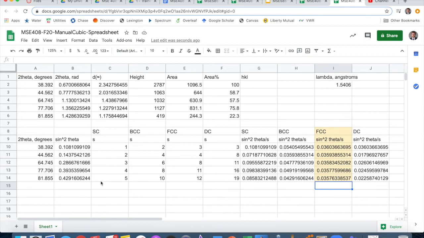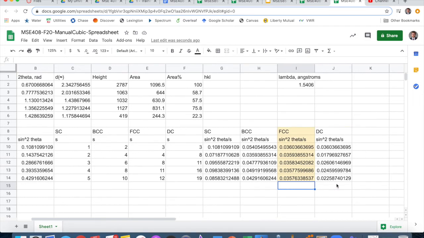We're comparing these different sine squared theta over s values, and when we see consistency among an assumption, it tells us that that assumption is most likely correct. And again, these values are pretty close, right? If you compare, you can obviously go through and look at the standard deviation or something like that, but this is definitely the best fit of the four.